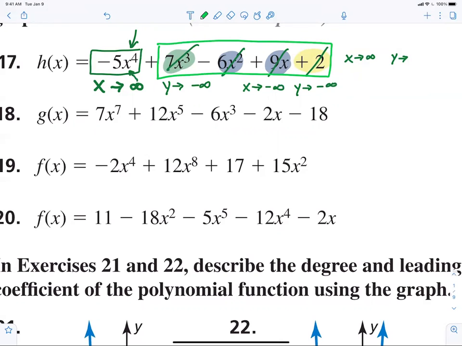Insignificant. X is so large that if I raise it to the 4th power and raise it to the 3rd power, this overpowers everything else. So it's like it doesn't even exist. It doesn't even matter. All right. So we would say the end behavior is -infinity and -infinity.